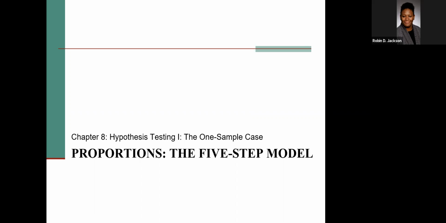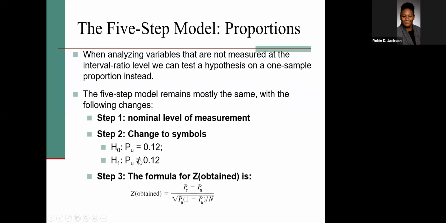Okay, for those of you that are not going to take a break, or those of you that have come back from the break, if you pause the video and come back, we are now going to look at proportions and the 5-step model. The steps themselves are more or less the same. It's the formulas and the interpretations that are different when conducting a hypothesis test for proportions. So I've included the 5-step model for proportions so you can see those differences.